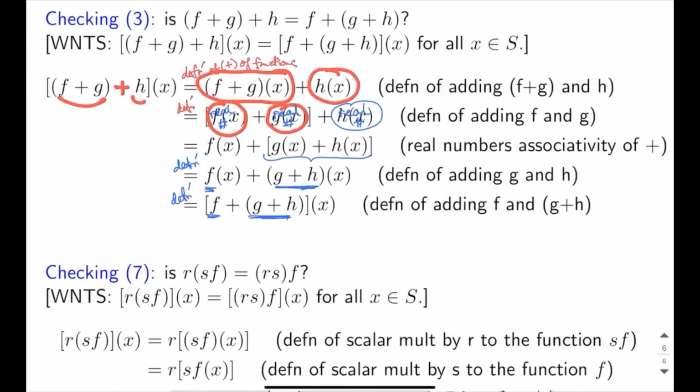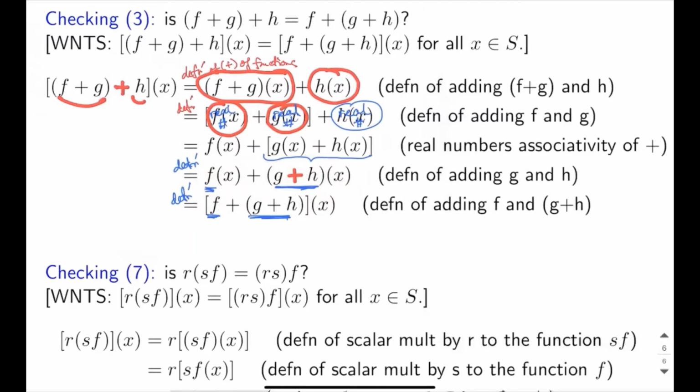So now we need to be very, very conscious of which addition is the addition of functions and which addition is the addition of real numbers. So I'm going to use the red color for the addition of functions, the addition of two functions g and h. But this is the addition of two real numbers f of x and g plus h of x.